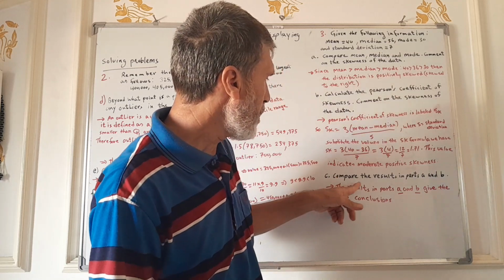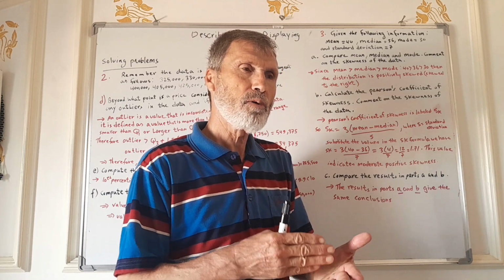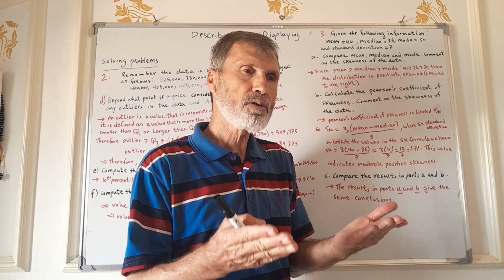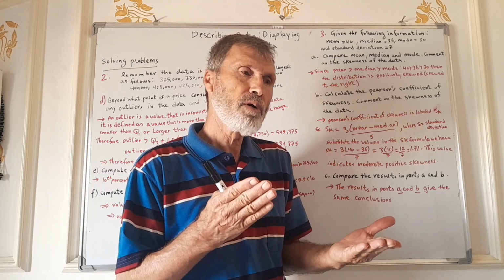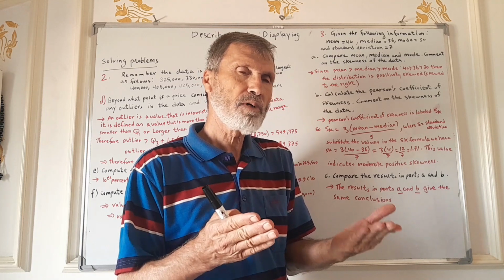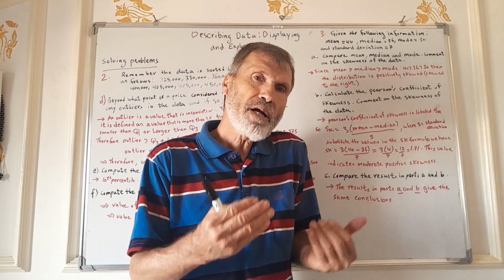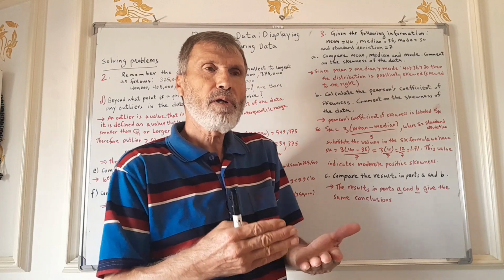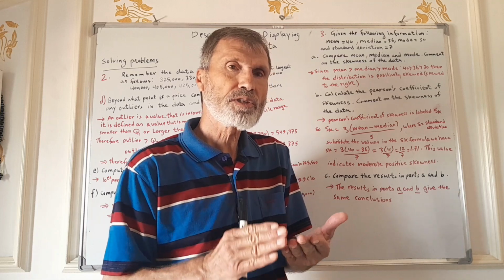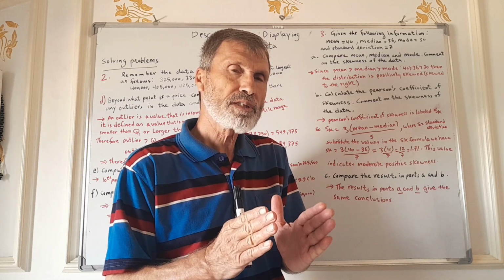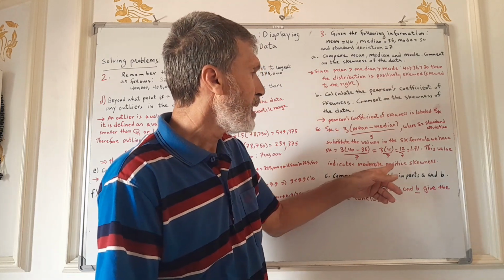Now compare the results in parts A and B. In part A, we looked at the relative position of the mean, median, and mode, and we came up with a distribution that is positively skewed. Now we have to compare that with the results when we use the Pearson coefficient of skewness, which indicated that we have a moderate positive skewness.